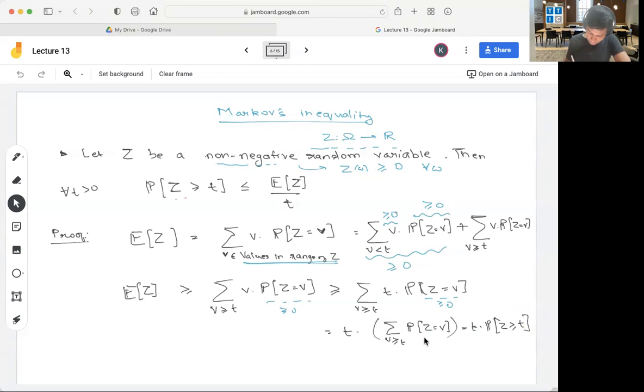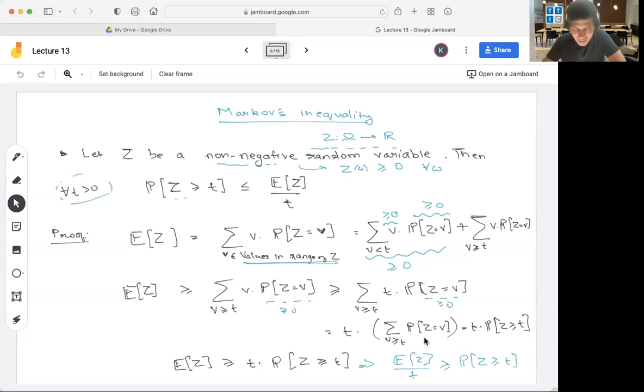So what we have proved so far is the expectation of Z is greater than or equal to t times the probability that Z is greater than or equal to t. And just divide by t on both sides. So then we are done. It gives us that the expectation of Z divided by t is greater than or equal to the probability of Z greater than or equal to t. Note that we are saying that t is positive. Otherwise, the bound doesn't make sense. And otherwise, we won't divide by t or have the sign of the inequality preserved, etc.